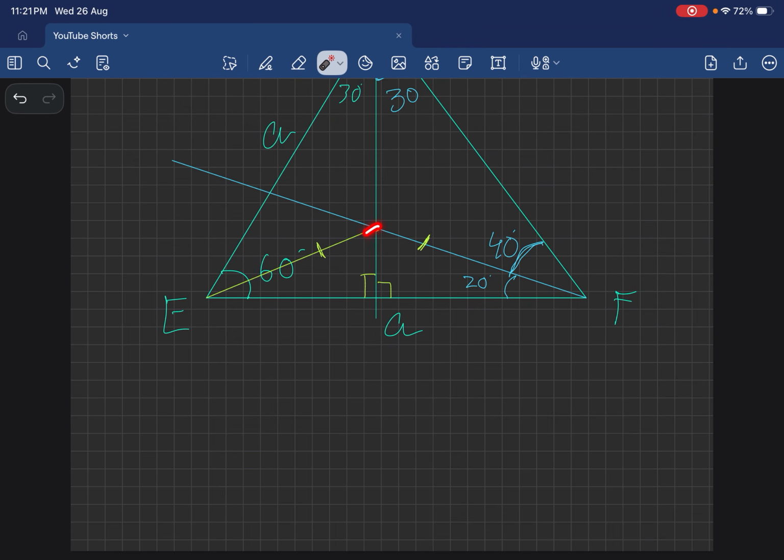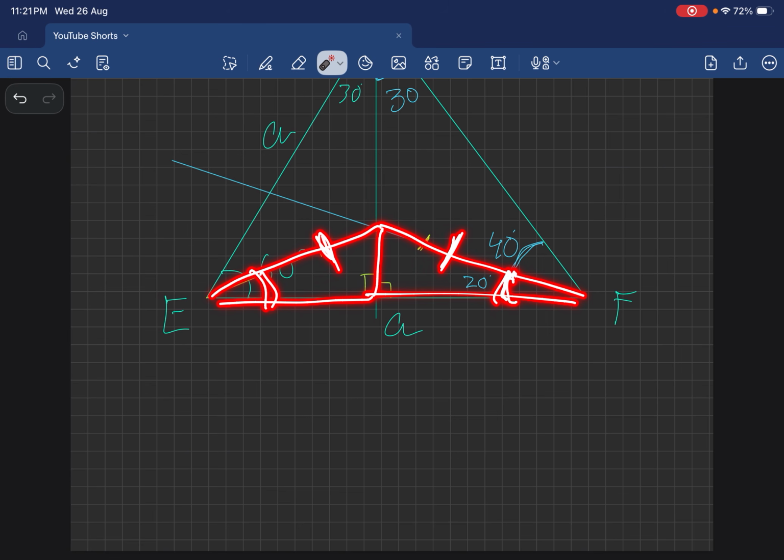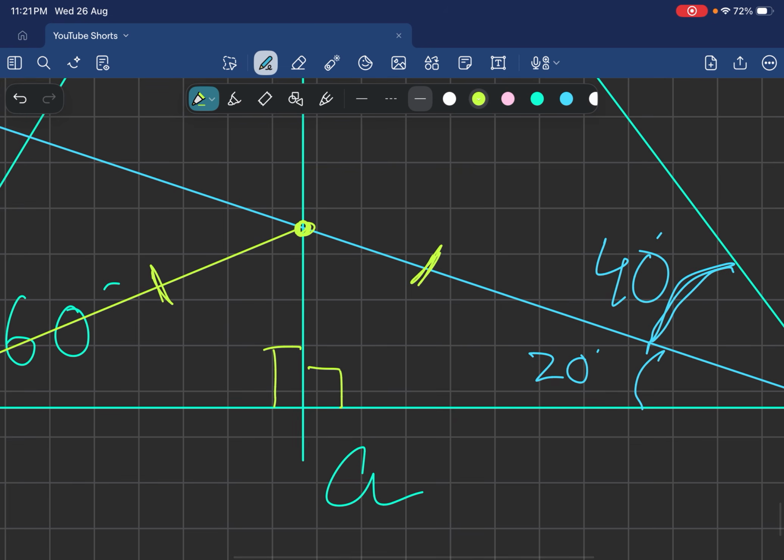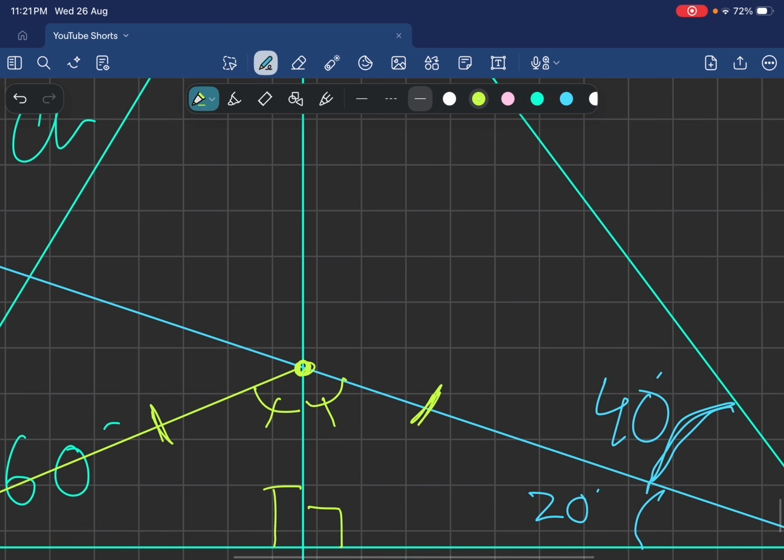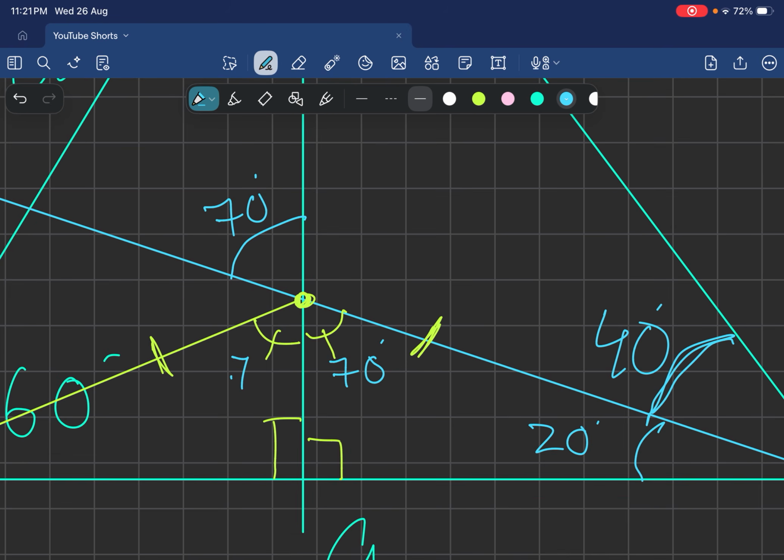Okay, so if you look at these two triangles over here, they are congruent because, since these two sides are equal, these two angles will definitely be equal, and this is 90 degrees, this is 90 degrees. So by AAS, these two triangles are congruent, which means this angle will equal this angle, and we know that this angle is 70. Therefore this angle will be 70 as well, which means this will be 70 as well.